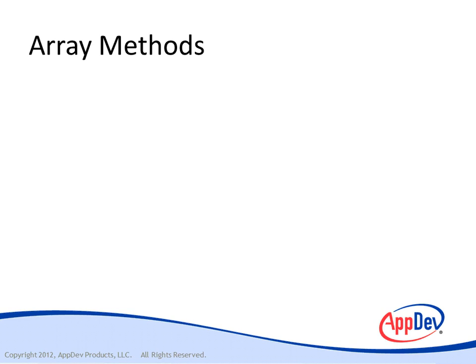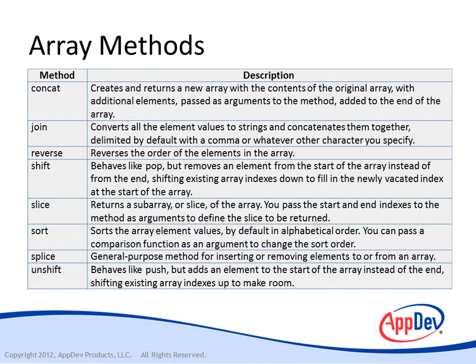The array object is rich with functionality. It implements a number of methods that make working with arrays in code very easy. And here are a few of the more useful methods that you can make use of. You can use concat to create and return a new array with the contents of the original array with additional elements passed as arguments to the methods, and they're added to the end of the array. The join method converts all of the element values to strings and concatenates them together, delimited by default with a comma, or you can specify any other character.